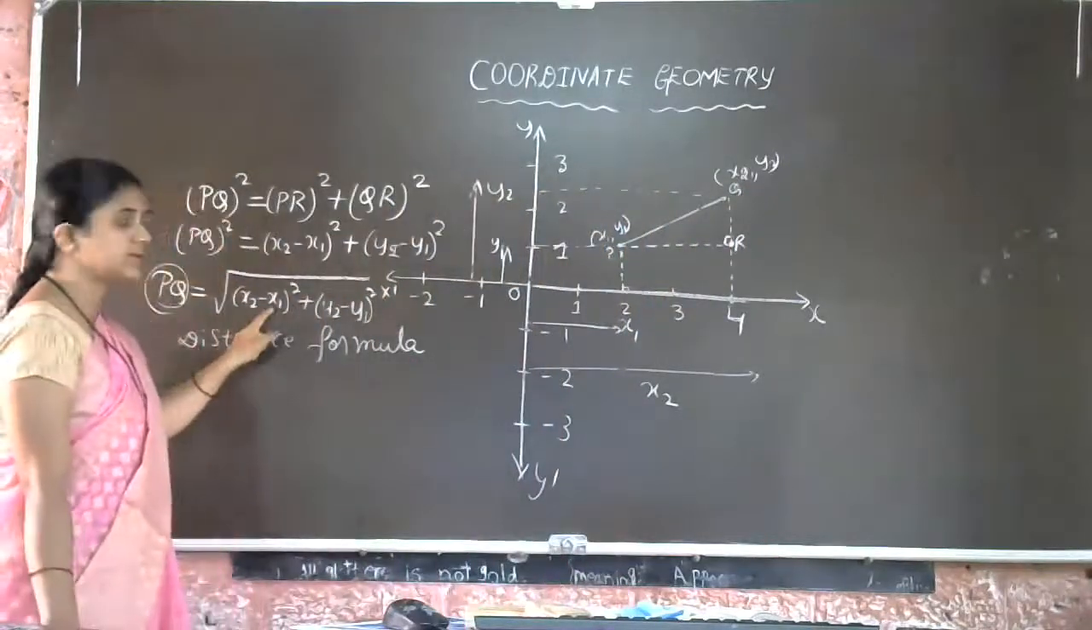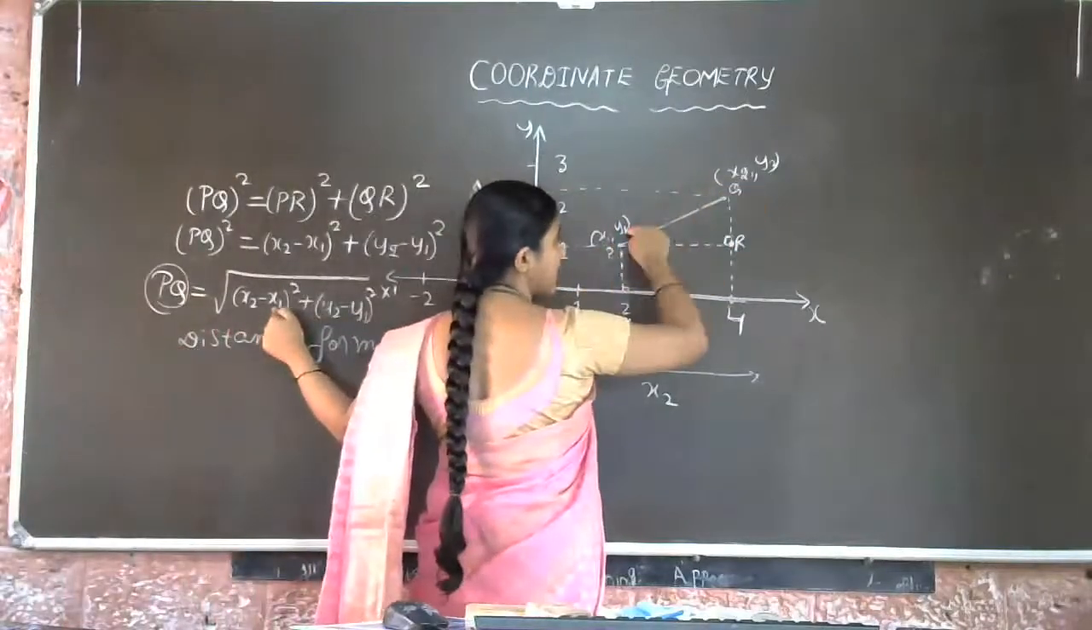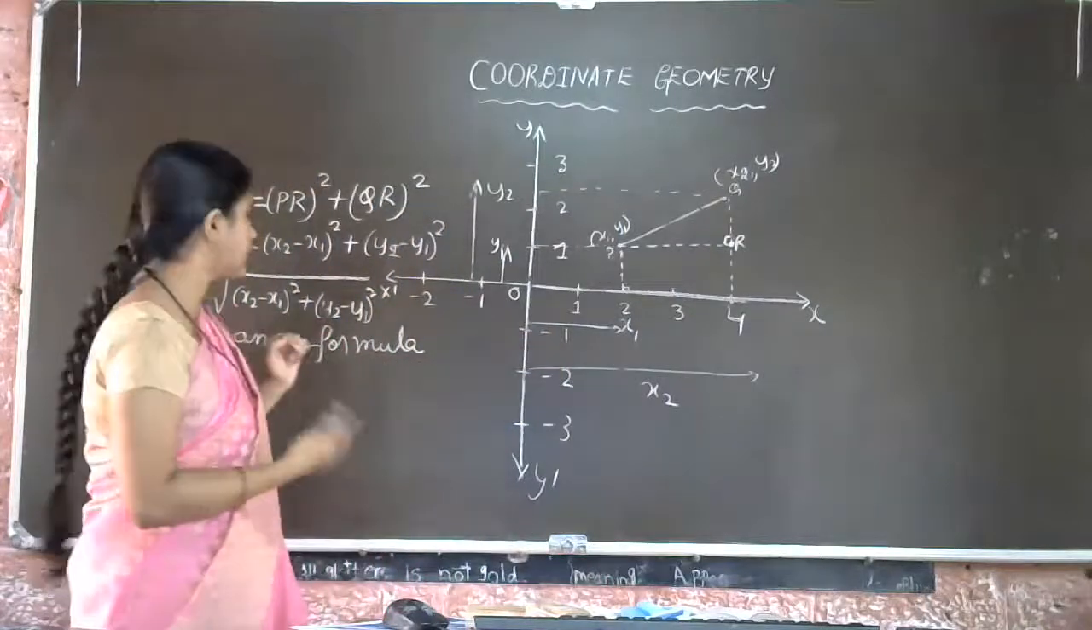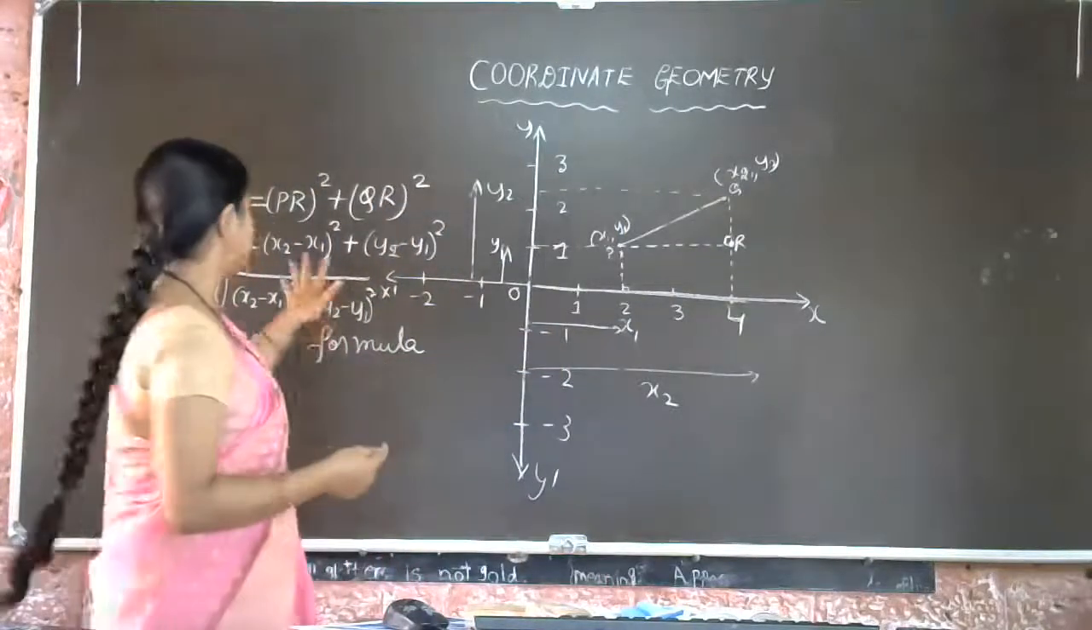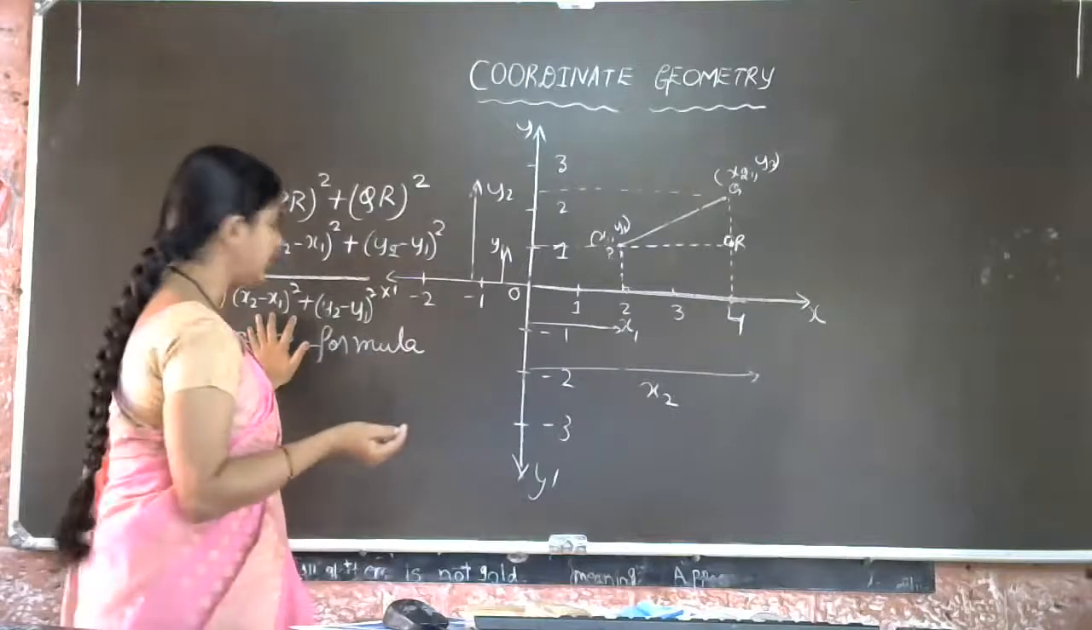Here x2 and x1 are the coordinates. You all know the x1 value, x2 value, y1, y2. You have to substitute x1, x2, y2, y1 in the respective places, then you will get the distance.